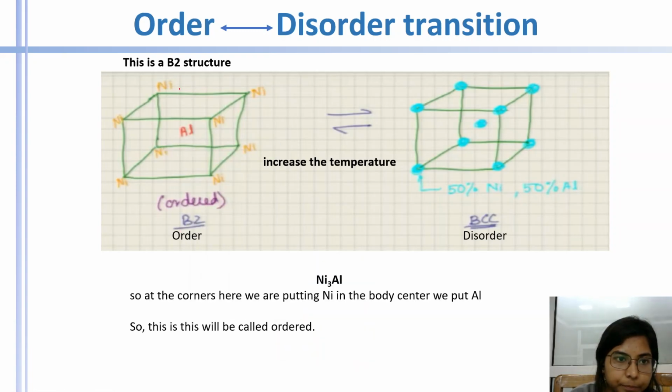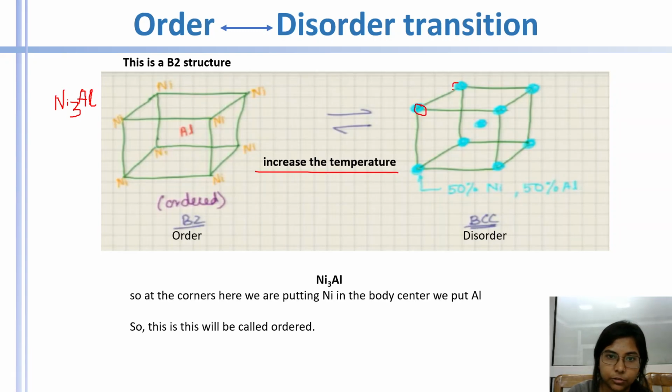Ni3Al is a B2 structure and it is ordered. Why is it an ordered structure? Because there is a definite position. Now what happens if we increase the temperature? If we increase the temperature, then we get something like this.